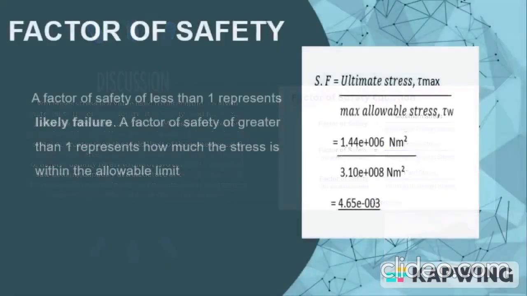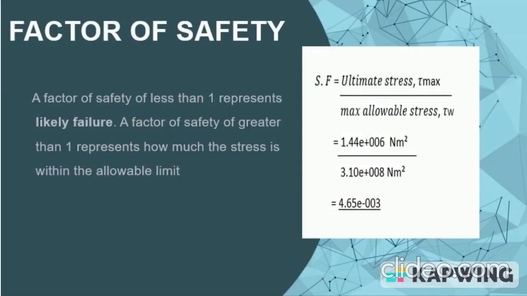Thank you. For the factor of safety, we use the formula ultimate stress divided by max allowable stress. The ultimate stress we get from the analysis from our drawing, and for max allowable stress we get from properties of material. So the safety factor we get is 4.65 exponent negative 3. It is below 1, so it is slightly failure.